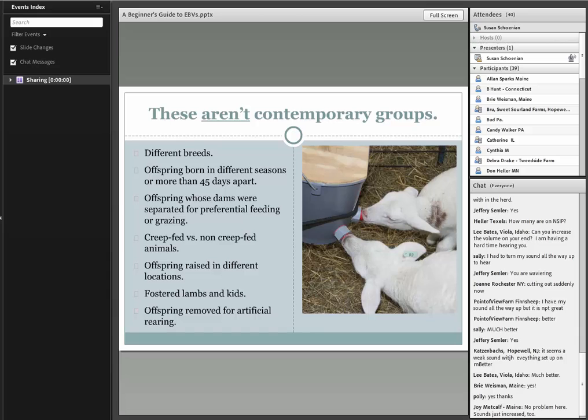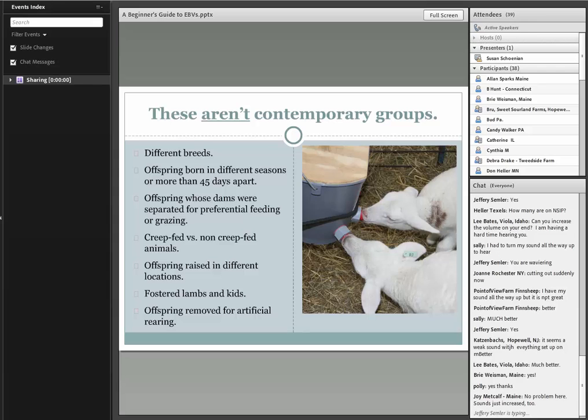Here are some examples of what aren't contemporary groups, meaning you cannot compare these animals, even on your own farm. Different breeds: they must be the same breed. EBVs are within-breed comparisons. In cattle, and Jeff can correct me if I'm wrong, I believe they're starting to be able to do comparisons across breeds. But with sheep, it's just within breed. In goats, if we get more herds involved, it will start out with all the breeds together, and if there got to be enough participants, they may be able to separate it out by breed.